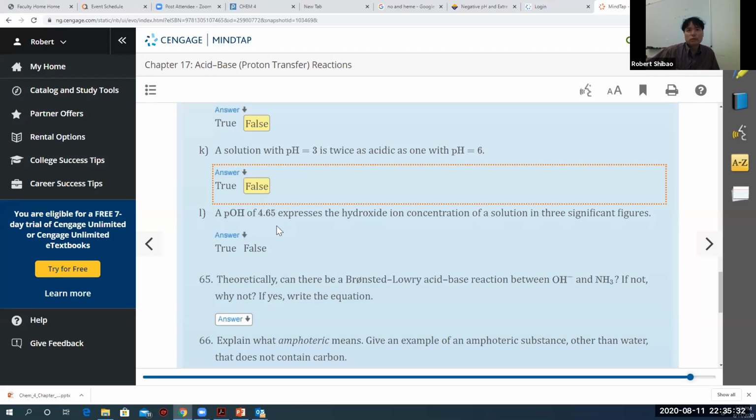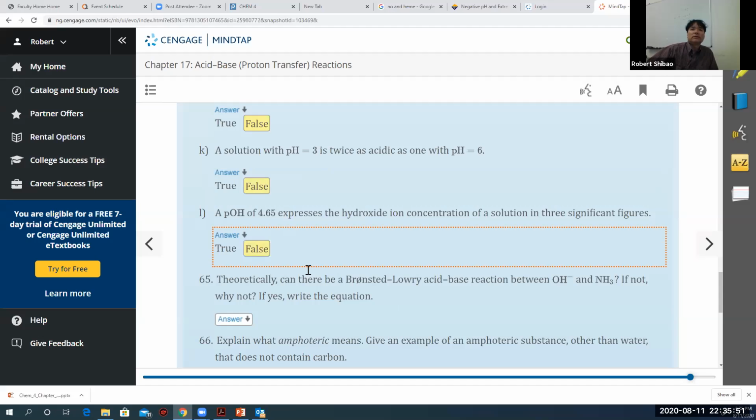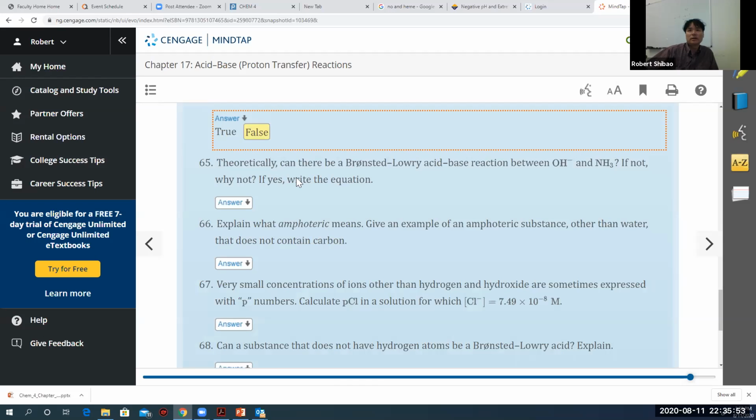A pOH of 4.65 expresses the hydroxide ion concentration of a solution to 3 significant figures. No, power functions are weird because everything after the decimal is significant and everything preceding the decimal is insignificant. So this is only 2 sig figs, not 3 sig figs. So that's false. Theoretically, can there be a Bronsted-Lowry acid-base reaction between hydroxide and ammonia?